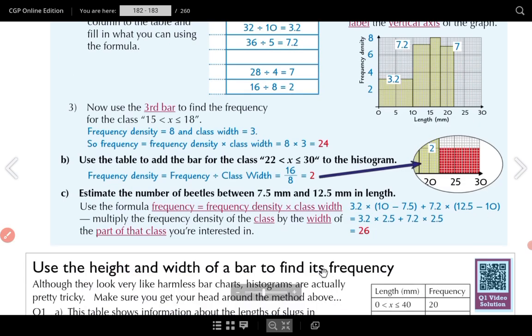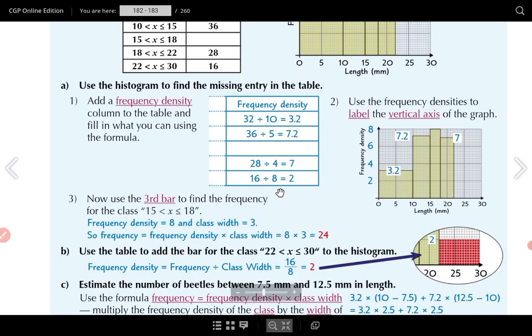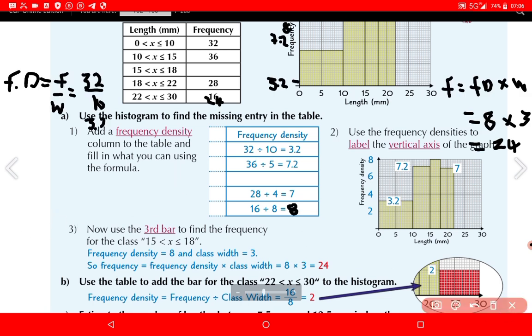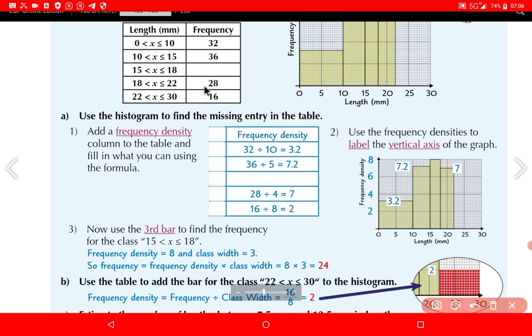Then use the table to add the bar for the class to the histogram. So for the other class, which is which one now? This one here. So how do we add it on the diagram? Here's what we are going to do. For this particular set, we know it's from 22 to 30, so it occupies the last mark there. So all we need to do is to find the height. How long is it?